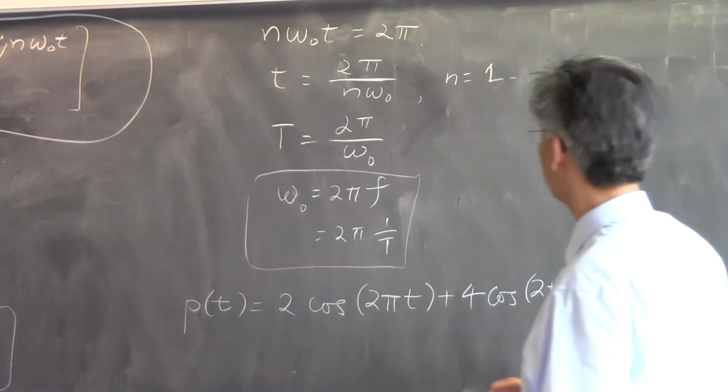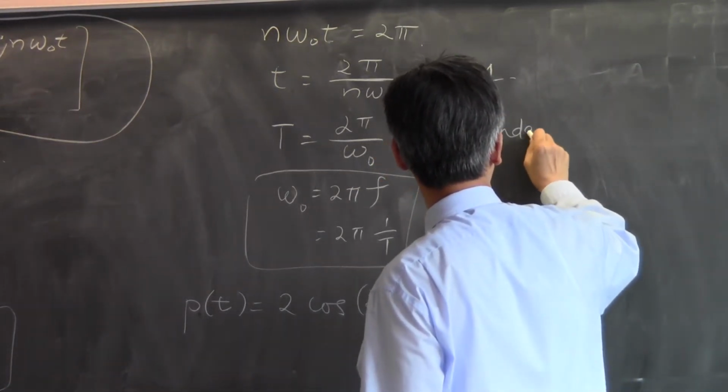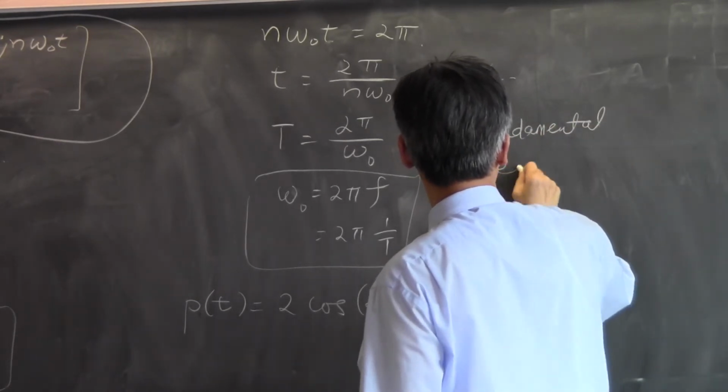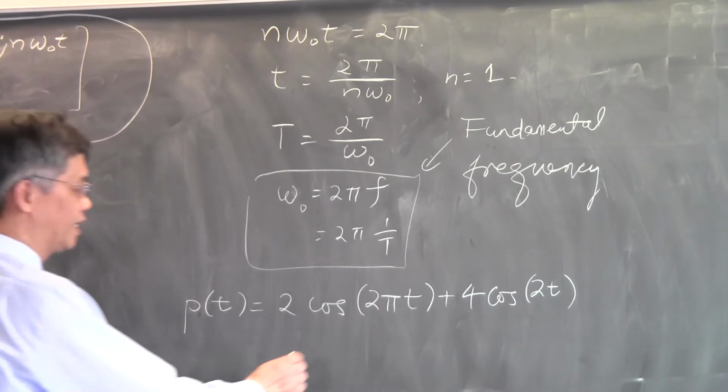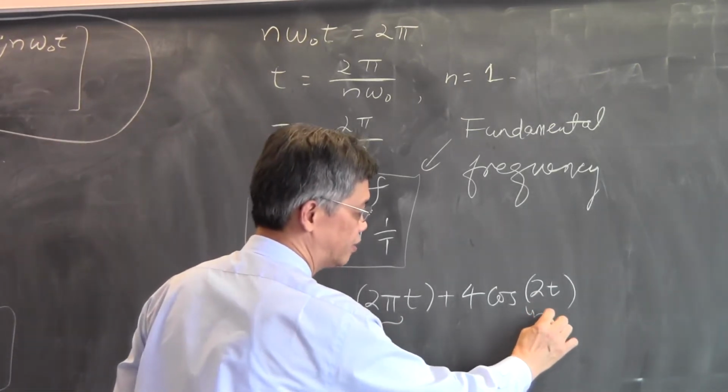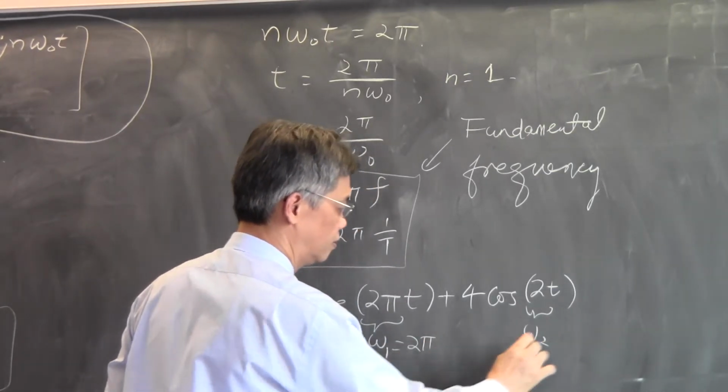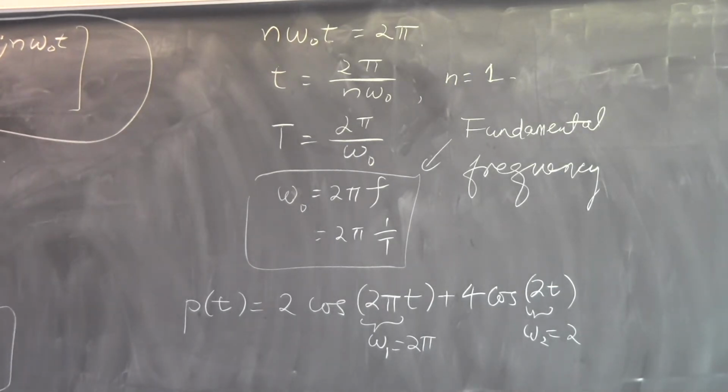There is a fundamental frequency, and every term shares that fundamental frequency. The other terms just have higher frequencies that are multiples of the fundamental frequency. But if I give you a function like that, now you see two frequencies. One is omega 1 equal to 2 pi, the other one is omega 2 equal to 2. Can they be regarded as multiples of each other? No. So these two functions together give you an oscillatory function, but it's not periodic because the two periods are not the same. You will always get a non-periodic function as a sum. So this is not a periodic function.